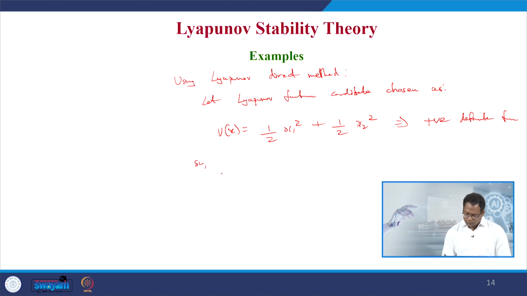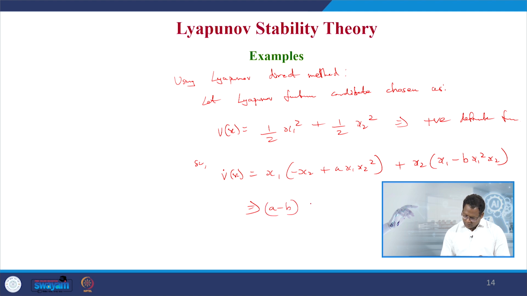So, the time derivative of this Lyapunov function candidate, v dot of x, is given by x1 into minus x2 plus a x1 x2 square plus x2 into x1 minus b x1 square x2, which implies upon simplification v dot equal to a minus b multiplied by x1 square x2 square. Therefore, we can say that if a less than b, v dot is negative. So, the system is stable.